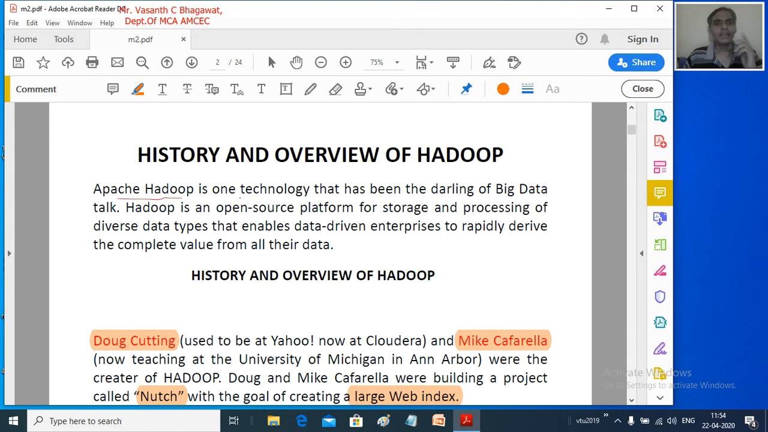Now starting with the overview of Hadoop. I will just be looking at an overview, just define what that particular Hadoop is, because in later modules we will be going into detail about this Hadoop. Now what is this Hadoop?